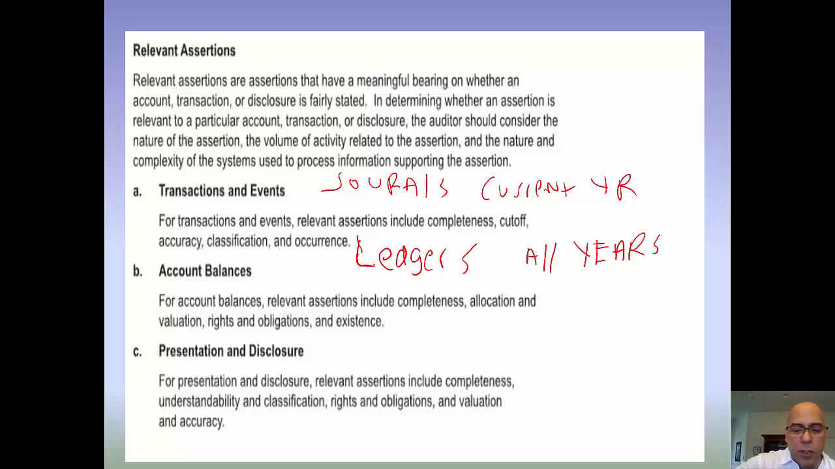And then when we talk about presentation and disclosure, we can really think of that as our footnotes. Okay, and just trying to write on the screen here without having the computer in tablet mode. So forgive me for the sloppy writing here, but that's basically our three categories of assertions.